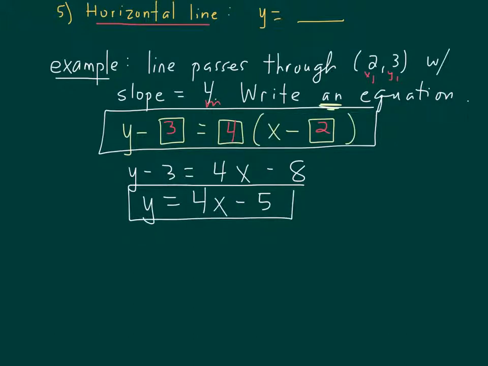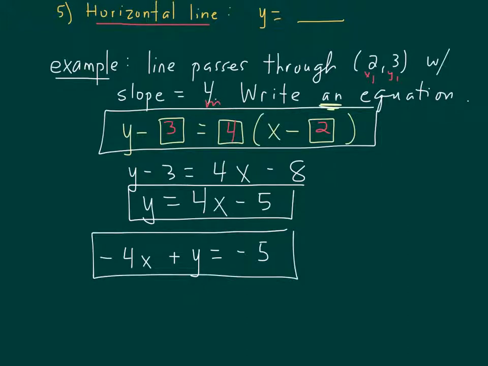And finally, if that doesn't show up as an answer choice in multiple choice, you might have to express it in standard or general form. So this is where the x term comes first. So we would have to subtract over that 4x term. Then we'd have our y term, and then the constant of negative 5 would be all alone on that side. So it's just a matter of rearranging your terms. So you have the x, then the y, then the equals, and then your constant.